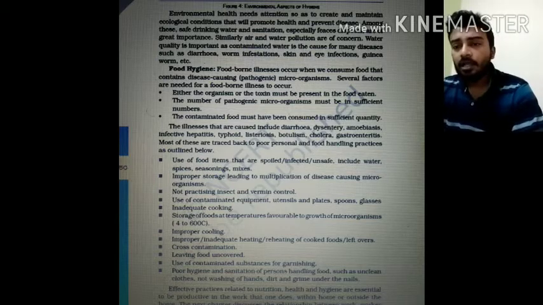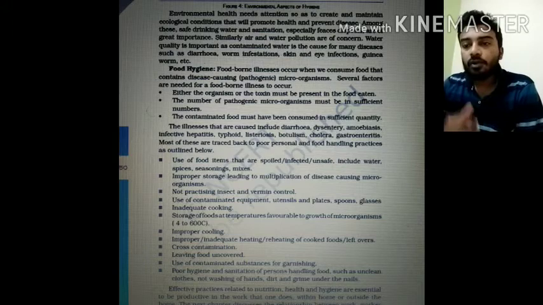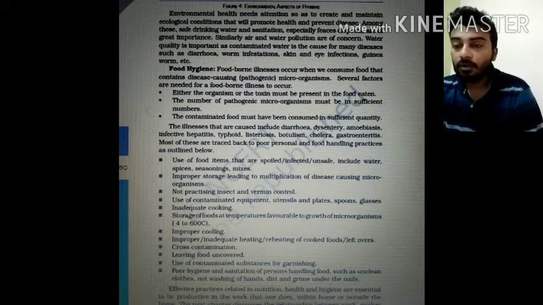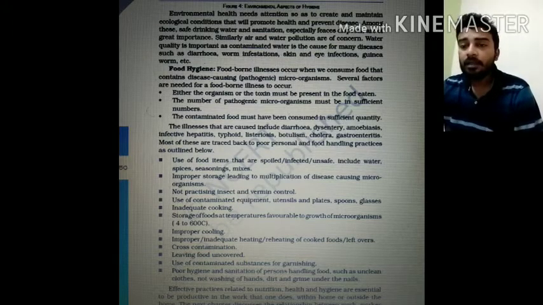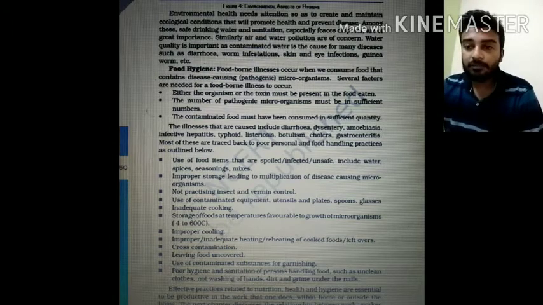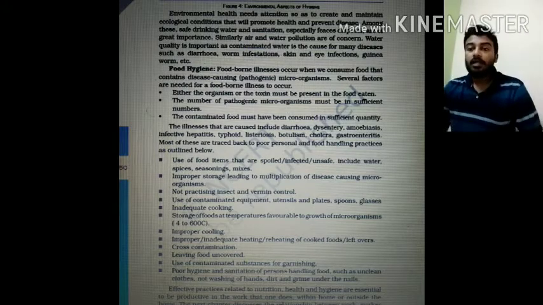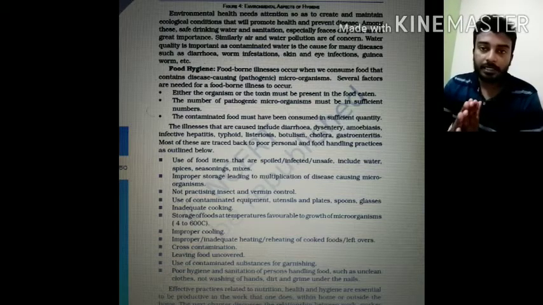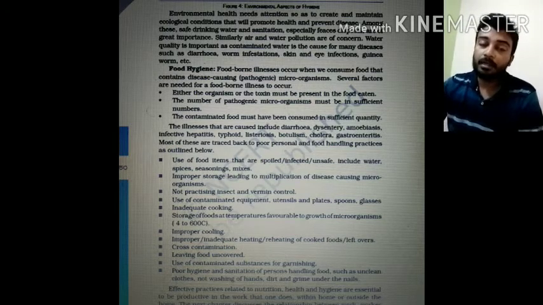Now number three is not practicing insect and vermin control. If you don't practice the insect control and the vermin control measures, these kinds of diseases can also occur. Use of contaminated equipment, utensils and plates, spoons, glasses, inadequate cooking, storage of foods at temperature favorable to growth of microorganisms, that is 4 to 60 degrees Celsius. If you use contaminated spoons or any kind of equipment in your kitchen, that can also lead to the food being contaminated.